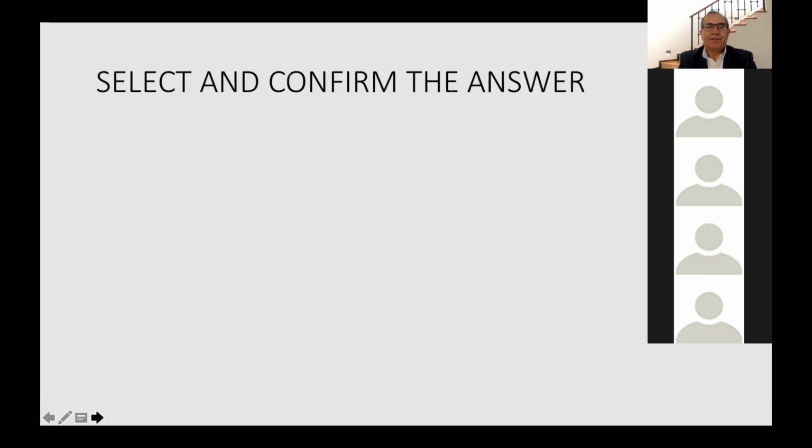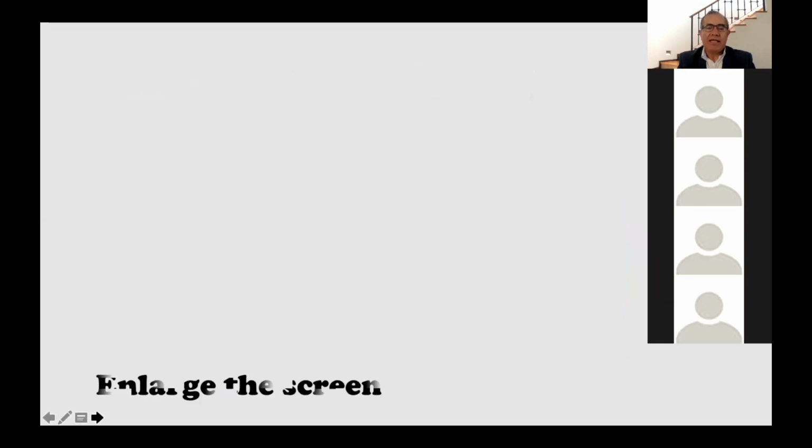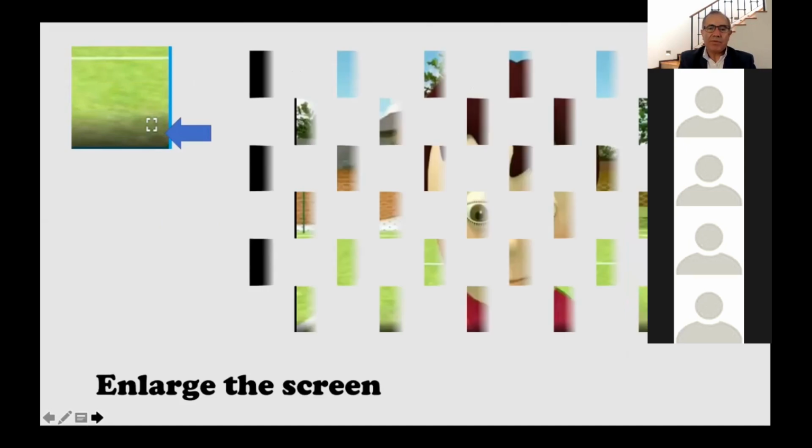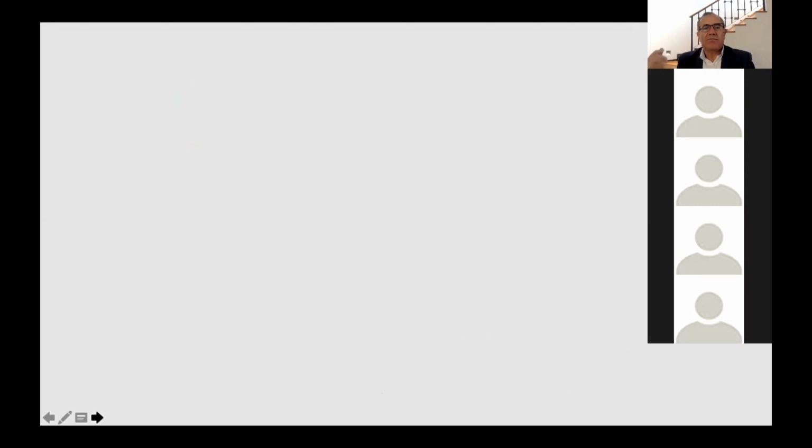Then, when we select the answer, we say, where are they? At the sports ground. Are you sure? And here is the confirm. Here it is. And you can enlarge the screen here, like in YouTube videos, exactly the same. And then you see the complete image. Here you can play the audio, and you listen again, and you can repeat the instruction until they understand. This is when you model to the students how they are going to be doing it.